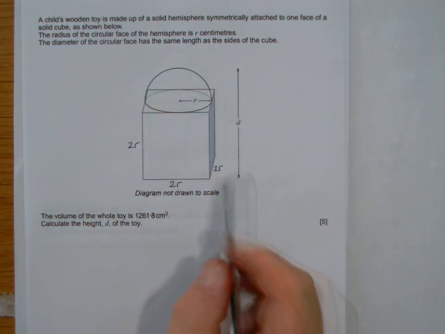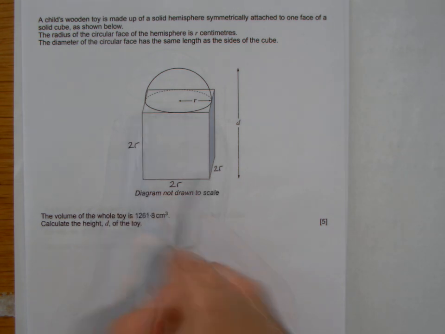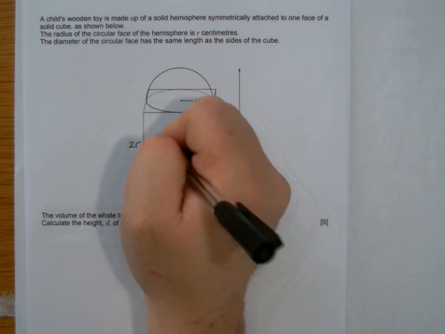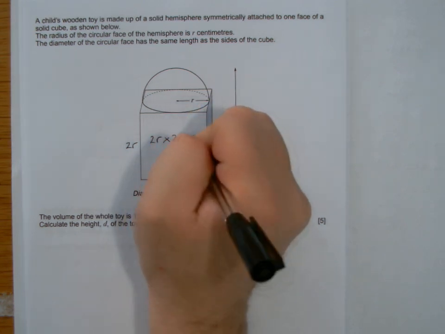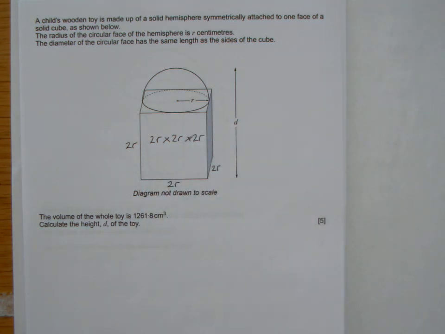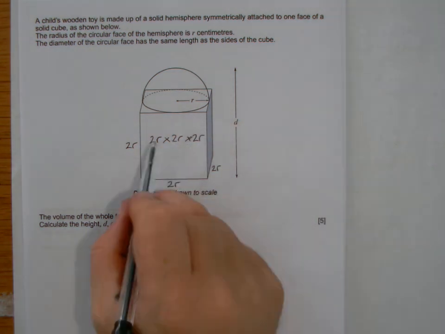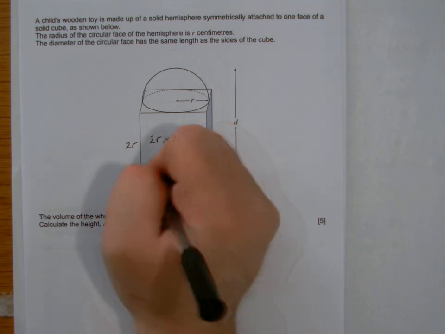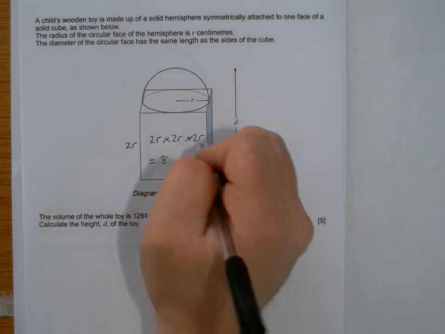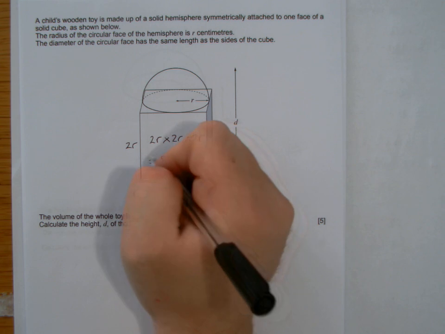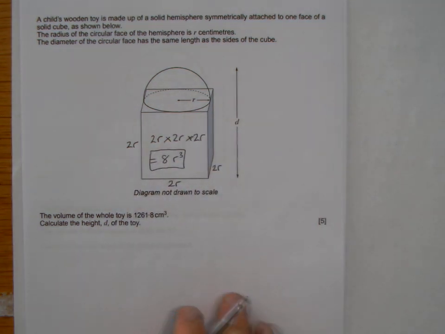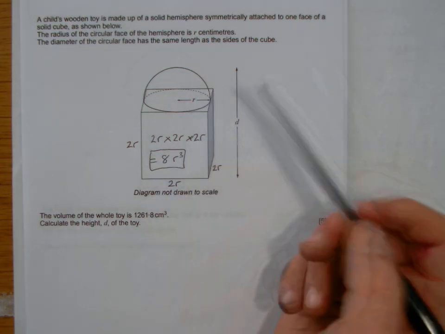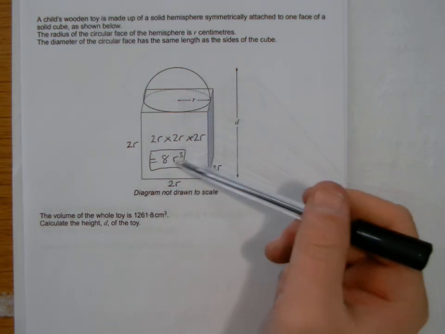Okay, so in terms of the volume of my cube, I can literally multiply the length by width by height. So I get 2r times 2r times 2r. And if I multiply these, 2 times 2 times 2 is 8, and then r times r times r is r cubed, yeah? So that will be the volume of my cube. We don't know what r is, so I'm going to just leave it like that.